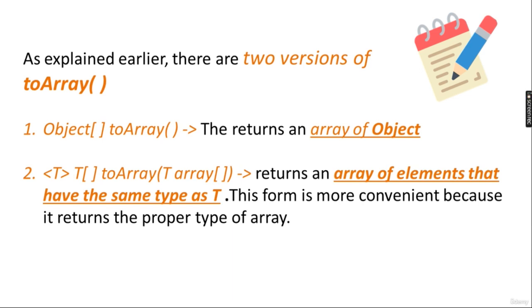Okay. So when you are passing the array in the bracket, it will return the array of elements that have the same type as T. So if you want to convert your array list, for example, to an integer type array, this T will be replaced by Integer. If you want to convert your array list to an array of type String, it will be converted to String and so on.